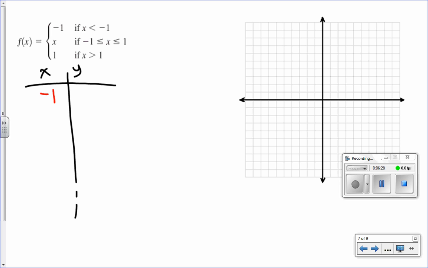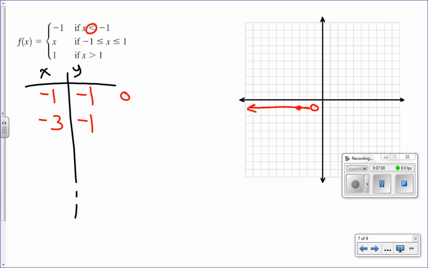Let's go -3. So no matter what I plug in there, as long as it's less than -1, my output will be -1. We will note here that we do have an open circle because of the less than sign. So plotting these two ordered pairs, -1, -1, and then -3, -1, produces the first part of this function. We will note that we need an open circle there at that -1, -1.